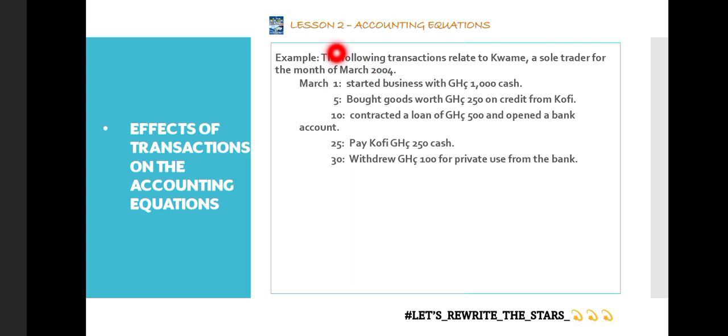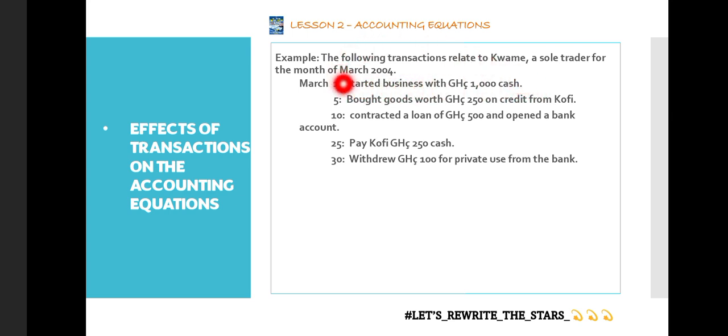The example says the following transactions relate to Kwame, a sole trader for the month of March 2004. So from here, you can even get to know that the owner of the business is called Kwame. Now, on 1st March, he, which is Kwame, started business with 1,000 Ghana cedis cash.